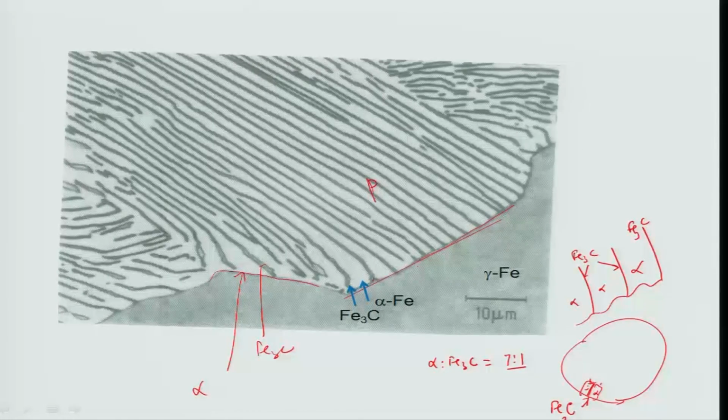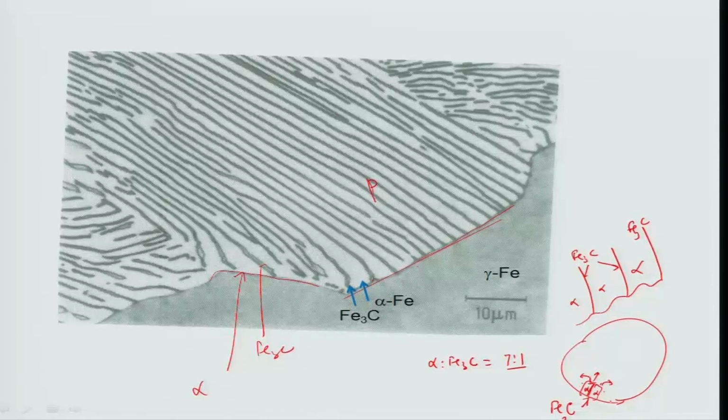This is alpha on both sides, because carbon concentration has reduced so much in nearby regions that it can even have very low carbon concentration, as close to 0.028% carbon, which is required for the alpha to grow. So this is what actually happens: as the alpha iron grows, it rejects carbon in front and also sidewise, and this carbon can then enrich the nearby regions.